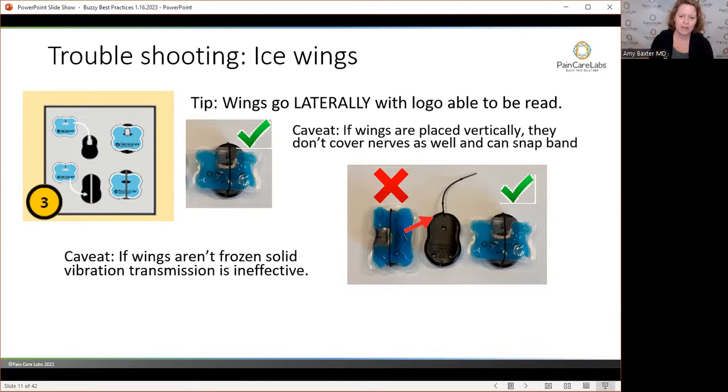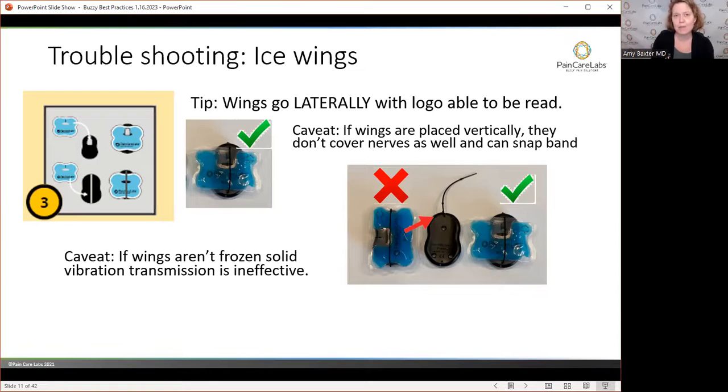So, ice wings. The ice wings need to go laterally so that you can read the logo. If you put the ice wings in sideways, it will snap the little silicone that's on the back of the XL unit. So don't put them in vertically, put them in sideways. Now, one other thing about this is that the way it works with the ice, you want to cover as many dermatomes and as much area as possible. So putting it vertically is not going to interrupt the signal as much as horizontally. You want to cover a band of nerves as they go through.